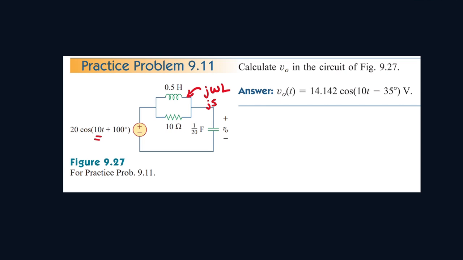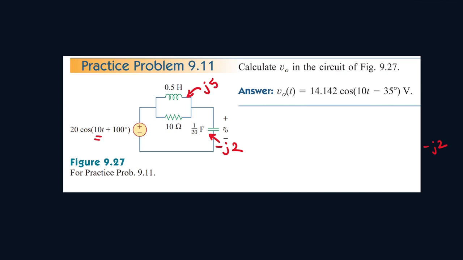Alright, now for the capacitor, it'll be 1 over JWC. So that'll be 1 over J10 times 20, which gives you 0.5. Then 1 over 0.5 is just 2 over J. You can bring the J to the top by multiplying the top and bottom by J, which gives you minus J2. So we finally found all our impedance values. This is minus 2J, and this is 5J.